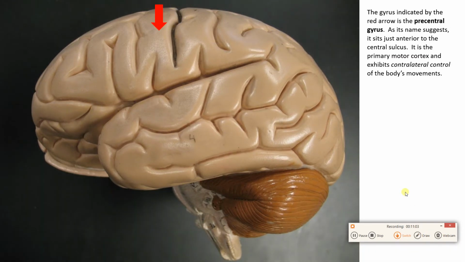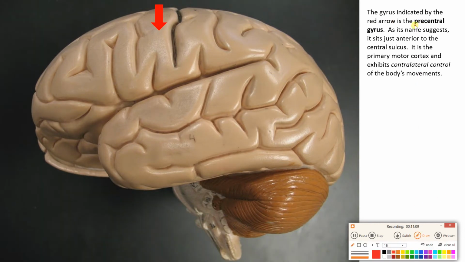And, in fact, there's even more. The ridge in front of the central sulcus is known as the precentral gyrus. Of course, this means it sits right in front of the central sulcus. It is your primary motor cortex. What does that mean? That means it is the place that controls your body's movements. And it exhibits contralateral control, which means that if you were to be using this particular precentral gyrus, this guy right here, which is in the left hemisphere, you would be controlling movements in the right side of the body. Contralateral control, opposite side control.